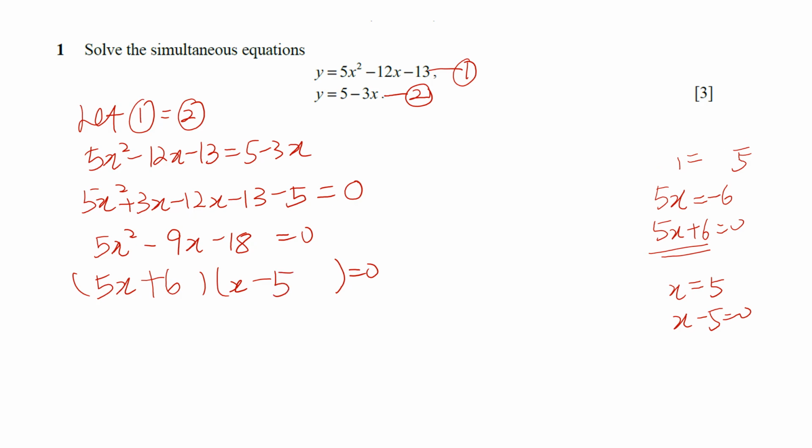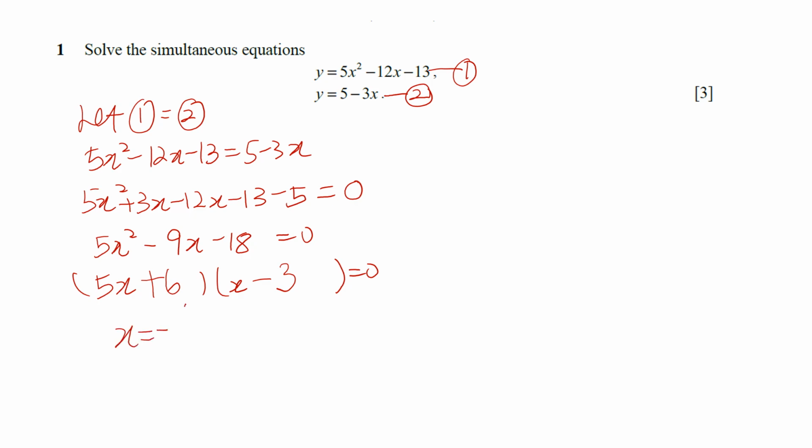Alright, so from there, we can proceed on to find the values of x. Wait, hang on, wrong. This is not 5, sorry. It's supposed to be 3. Okay, let me check again. So there will be 5x squared plus 6x minus 15. Yes, correct. So therefore, from here, x equals negative 6 over 5, or x equals 3.